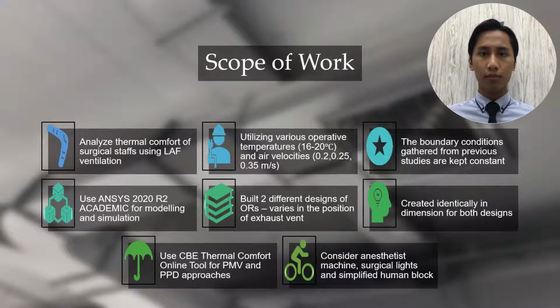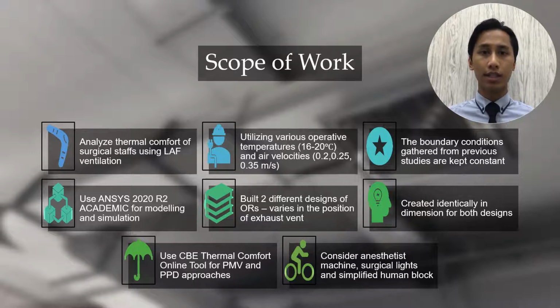There are 8 scopes of work in this study. This study uses a laminar airflow system to measure the comfort condition of surgical staff at different operative temperatures from 16 until 20 degrees Celsius and at 3 various air velocities, which are 0.2, 0.25 and 0.35 meters per second. The boundary conditions are obtained from previous studies and kept at a constant value throughout the study.